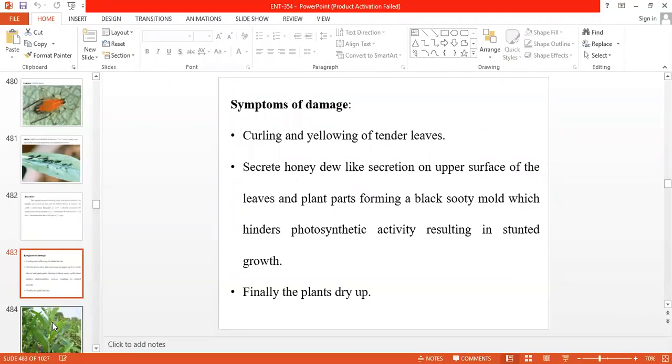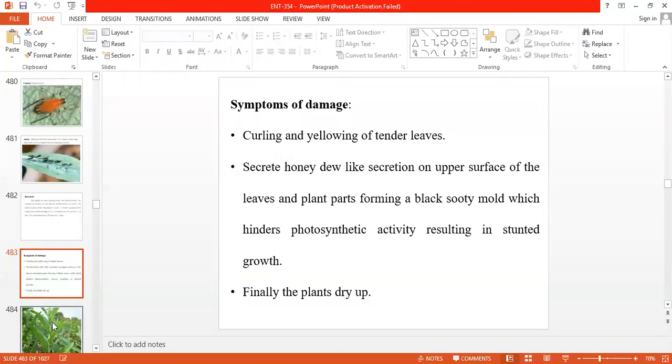Nature of damage. This is a sucking pest. That's why in their damaging stage, nymphs as well as adults suck the cell sap from tender leaves as well as from the tender shoots. As a result of that infestation, curling and yellowing of tender leaves reduce the vitality of a plant. Besides sucking the cell sap, these pests also secrete a honeydew-like substance on the upper surface of the leaves and plant parts, forming a black sooty mold growth on that secreted surface of the leaves as well as the plant.